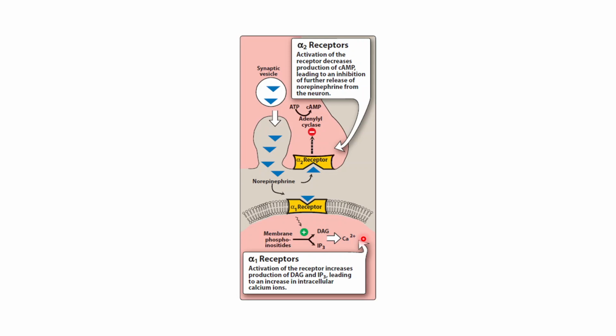Binding of the neurotransmitter at any of these three receptors results in activation of adenylyl cyclase, increasing the concentration of cyclic adenosine monophosphate. So the same as presynaptic alpha 2.